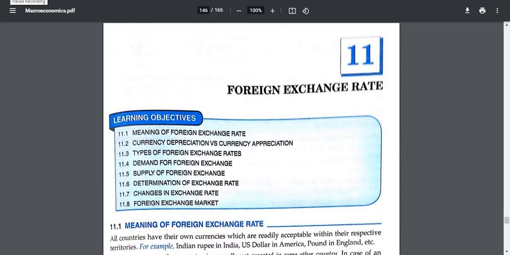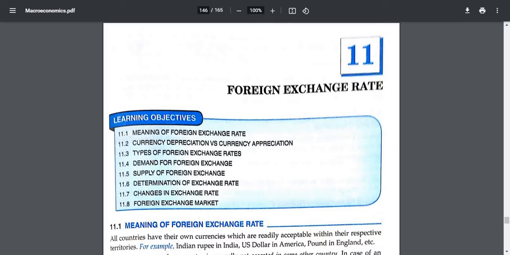Today we will see Class 12 Macroeconomics, Unit 9: Balance of Payments, Lesson 11: Foreign Exchange Rate.